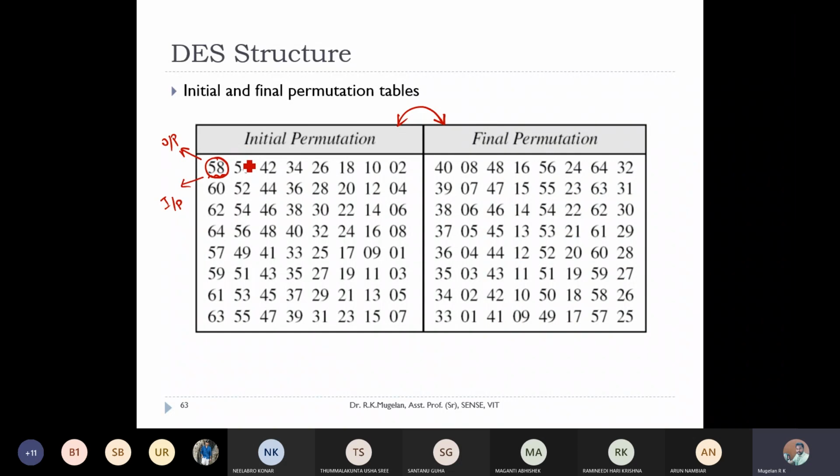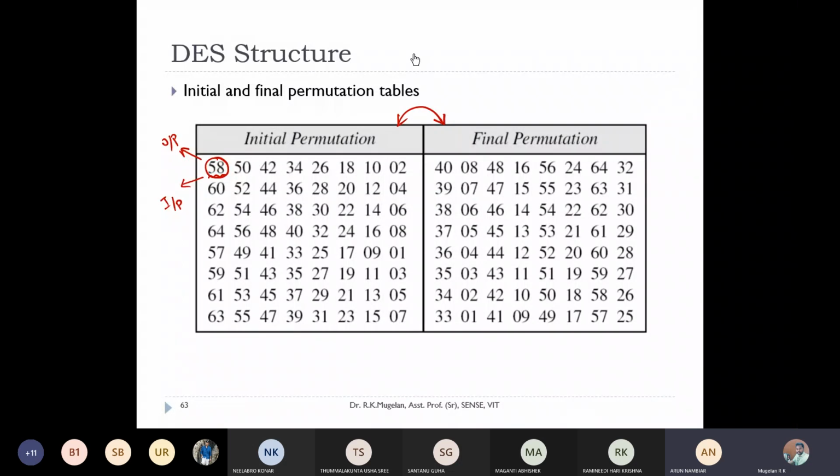I hope you people are clear with what the initial permutation box is. Is it clear, guys? If it is clear, raise your hand. Next, we'll see a sample numerical of how this permutation is going to be done. If you have any doubts, you can ask.